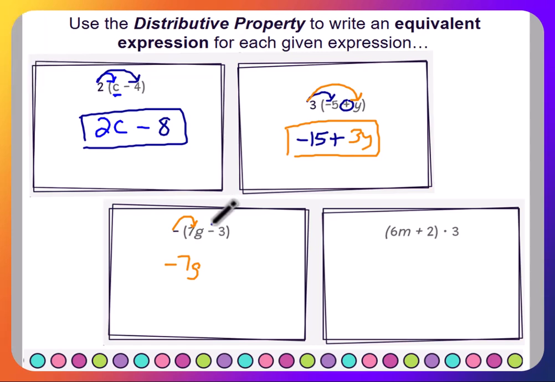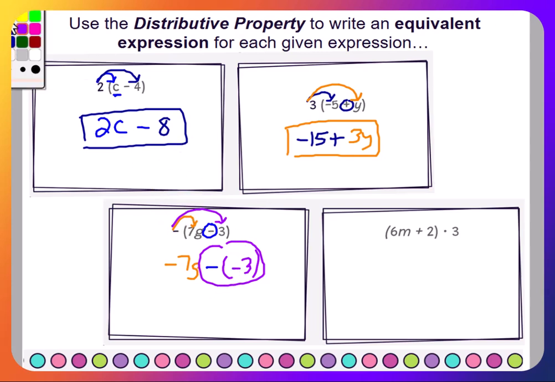Then we have our minus, so we can bring that down. And then we want to take the opposite of this 3. Well, it's a positive 3. What's the opposite of a positive 3? A negative 3. And what do you notice? Do you see the double negatives here? The double negatives turns into a positive, right? So simplify it further: negative 7g and positive 3.